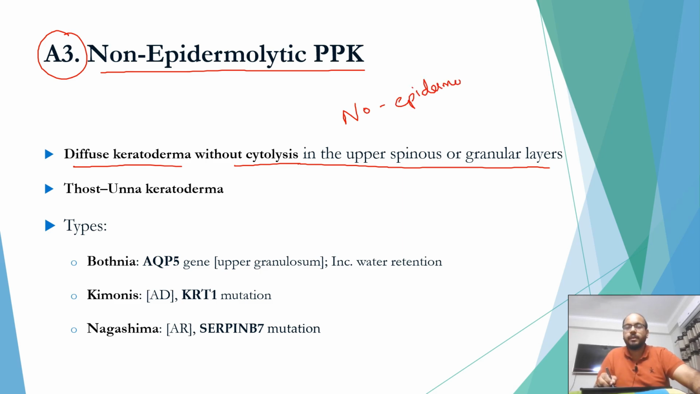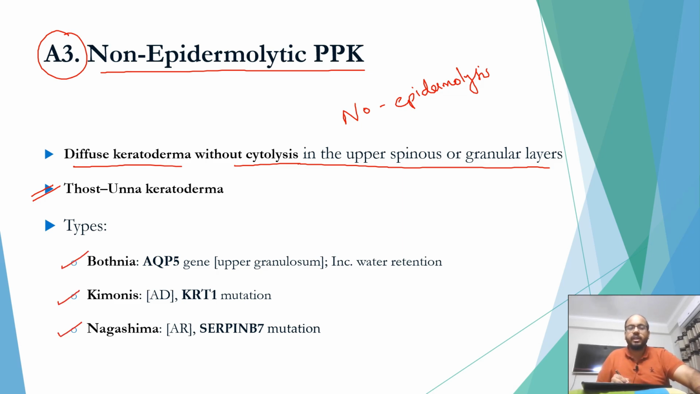No epidermolysis. This is known as Thost-Unna keratoderma. Don't confuse it with Unna-Thost disease, that is epidermolytic PPK. This is Thost-Unna keratoderma. Now, three types have been identified, and in fact, many authors would like to keep these types as a separate keratoderma, but I've grouped them together in non-epidermolytic PPK. You have the Bothnia type, the Kimonis type, and the Nagashima type.